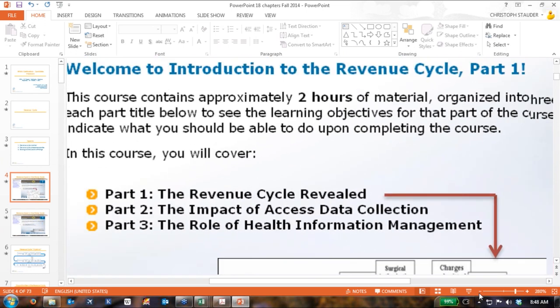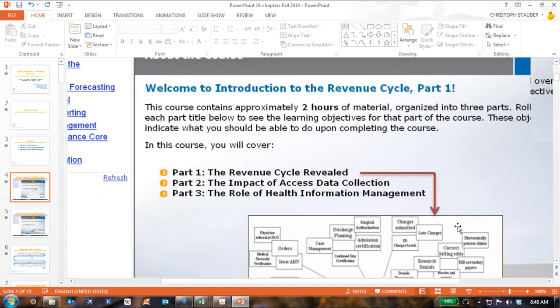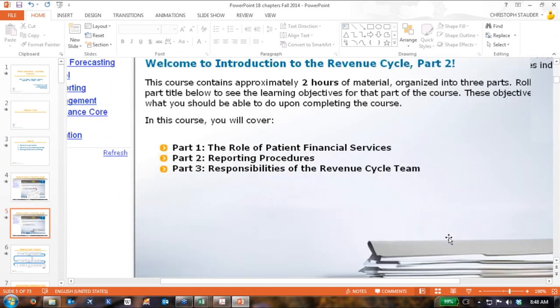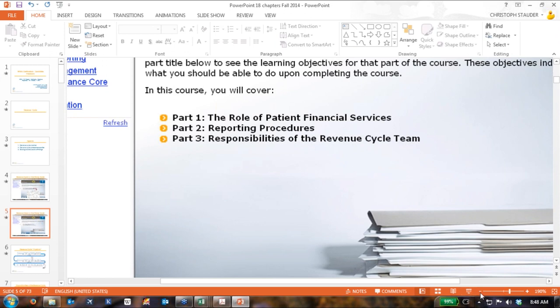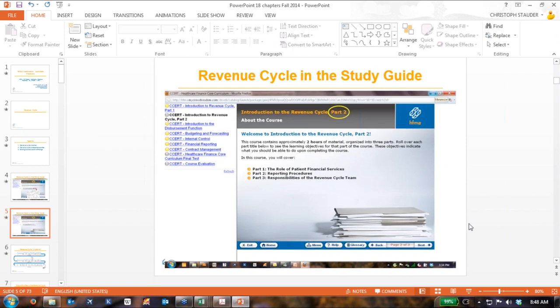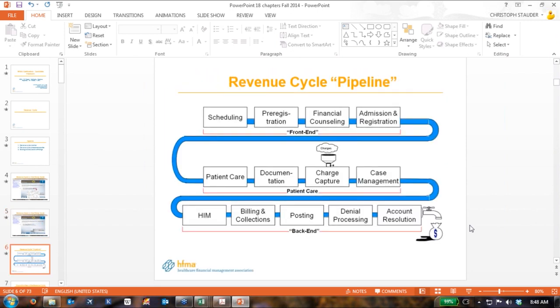And so what I prefer to do is use the tried and true, I need to adjust this in such a way that you can see what it is I'm doing here. Here we go. I prefer to look at it in this pipeline view that you will already be familiar with. This concept has been around for a long time, and the idea here is to think of the revenue cycle as a linear process that has a beginning, a middle, and an end.